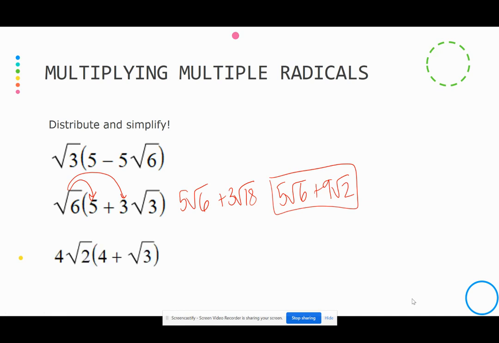For this problem, I did the second one. So we distribute in. 5 times the square root of 6 is 5 square root of 6. 3 square root of 3 times the square root of 6 gives me 3 square root of 18. But then we look, the square root of 18 can be simplified to 9 times 2, which takes a 3 out. So 3 times 3 is 9 square root of 2.